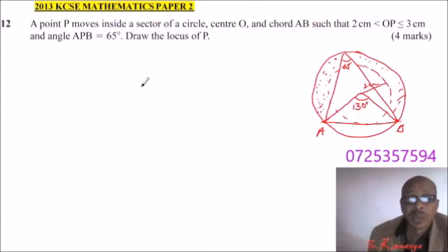This is question number 12, and we are told a point P moves inside a sector of a circle, center O, and chord AB such that OP is greater than 2 centimeters, less than 3 centimeters, and angle APB is equal to 65. Draw the locus of P.